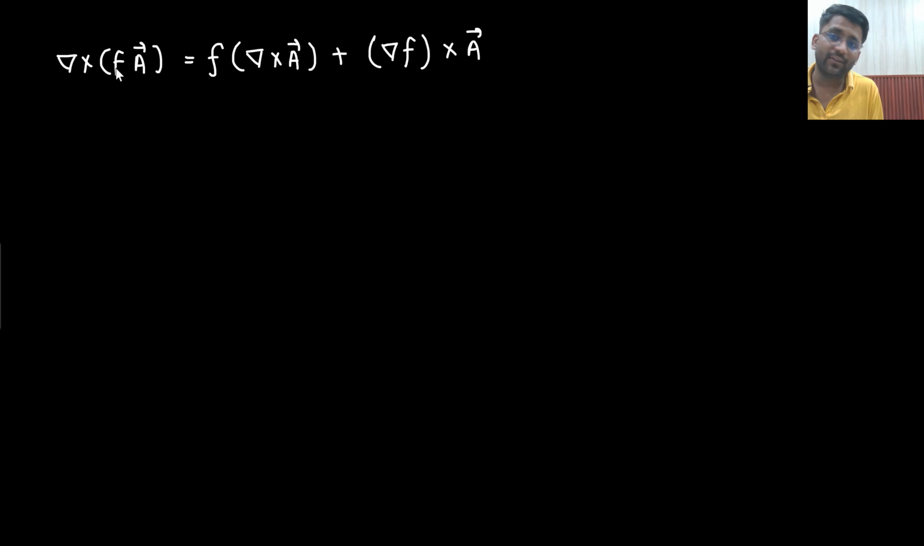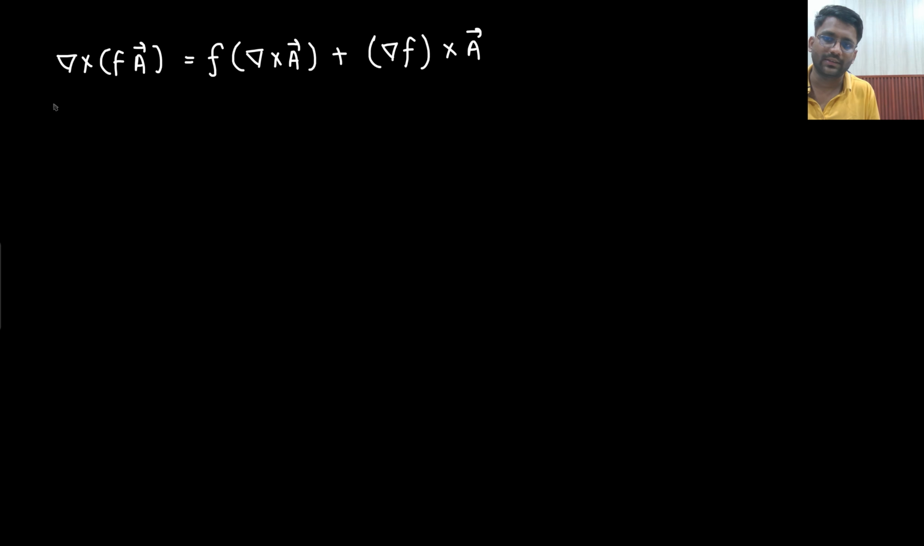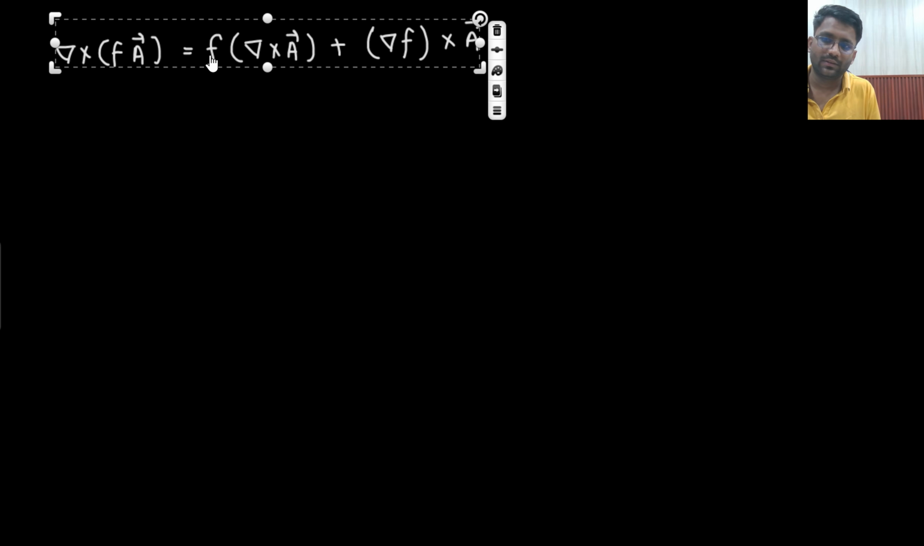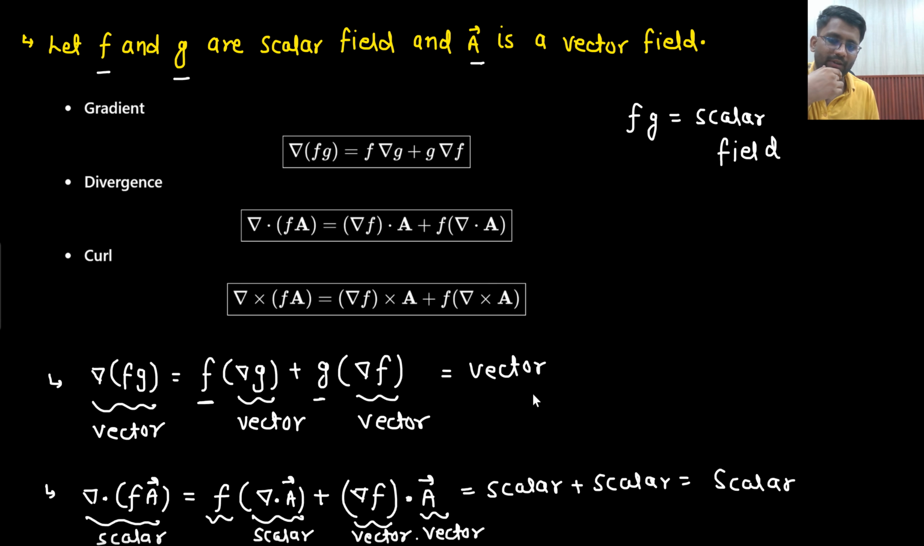Now what will del say? That I will operate with F. So del F, because it can only calculate the gradient. Now it will become a vector quantity. Since there is a cross product, A will say that do the cross product with me. So this is the next answer that you are getting. That's it. Okay, so these are the three identities that we are supposed to remember. This is the first one. This is the second one.